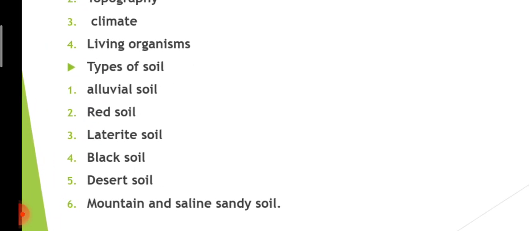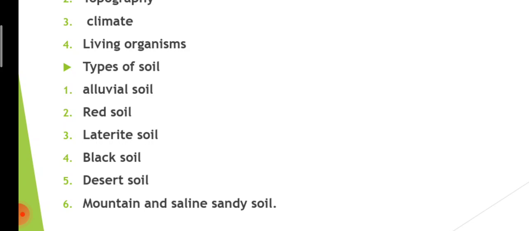Now the desert soil. Desert soil is sandy in nature. It is found mostly in desert areas like the Sahara desert in Africa or the Thar desert. Next is the mountain soil and the saline sandy soil. Mountain soil is full of humus. It is found on the slopes of the mountains and it is also fertile, though not as much as the alluvial soil.